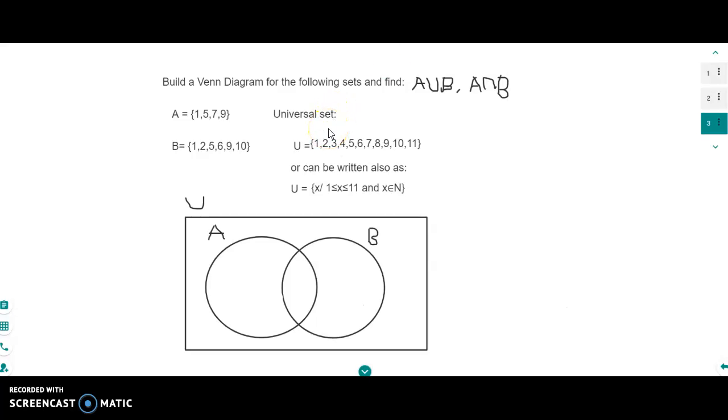Okay, so we're talking about operations with sets. I hope you already watched the first video uploaded. Here we have an extra example, but with the same topic.